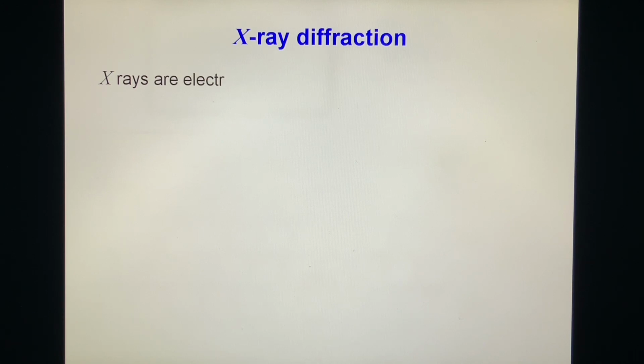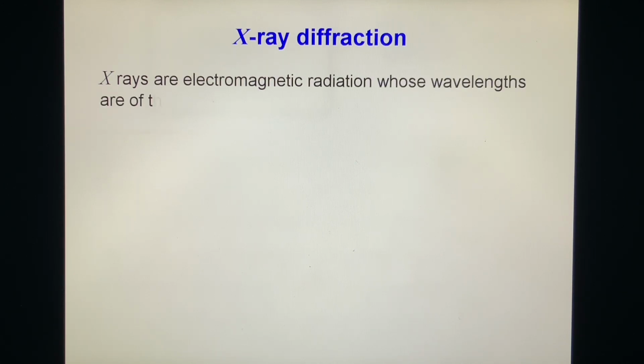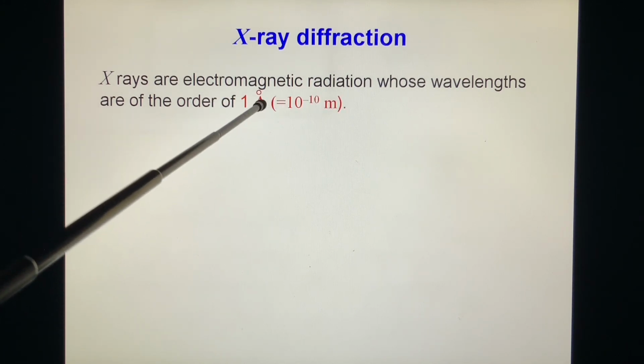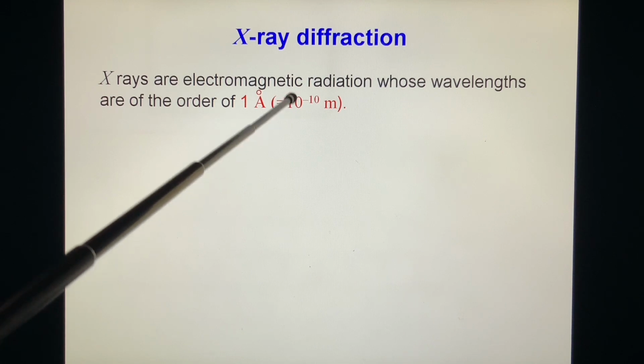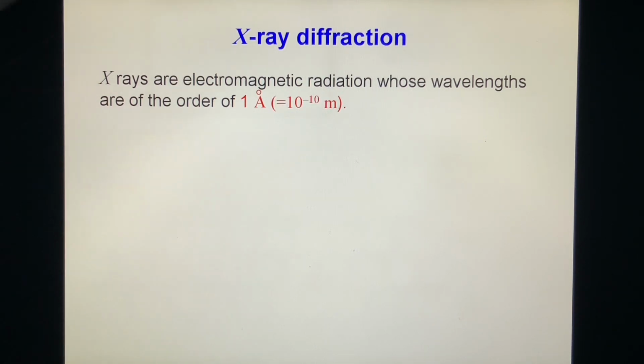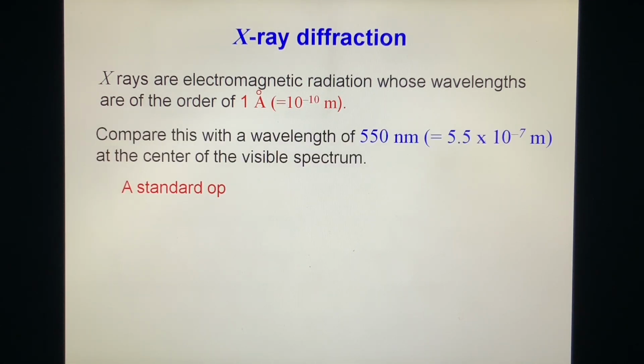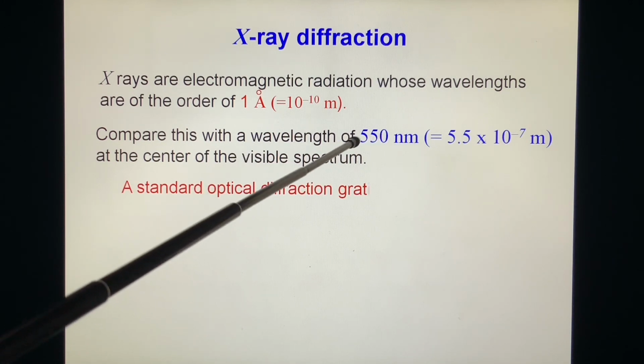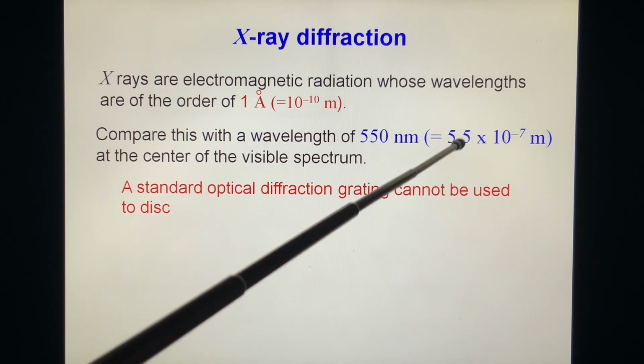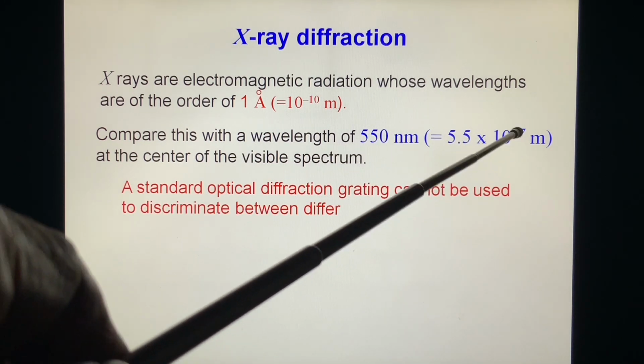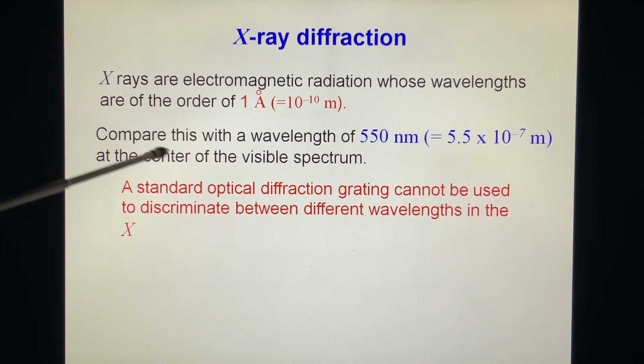X-rays. X-rays are electromagnetic radiation whose wavelengths are of order of 1 angstrom. 1 angstrom is about 10 to the minus 10 meter. Compare this with a wavelength of 550 nanometers, 5.5 times 10 to the minus 7 meter, at the center of the visible spectrum.